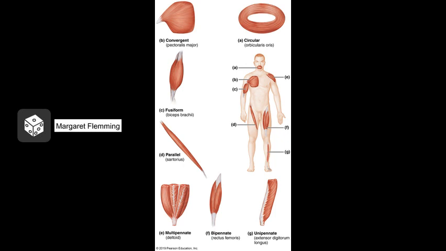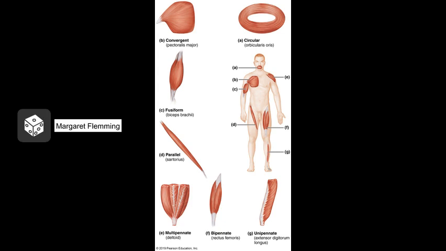Now, before we get into the details on this slide, make sure that you are able to define agonist, antagonist, synergist, and fixator relative to the skeletal muscles.